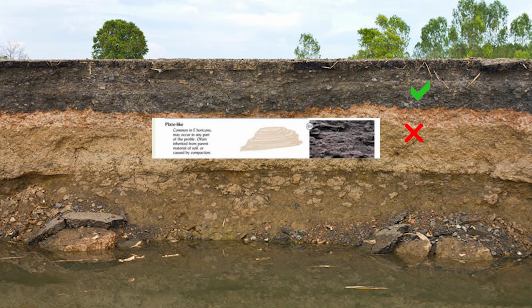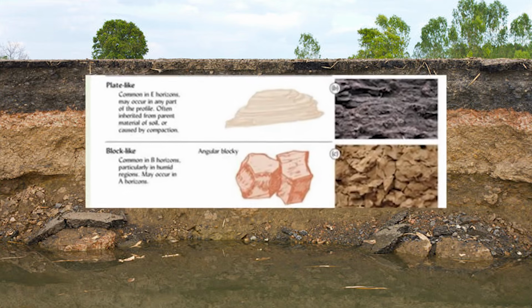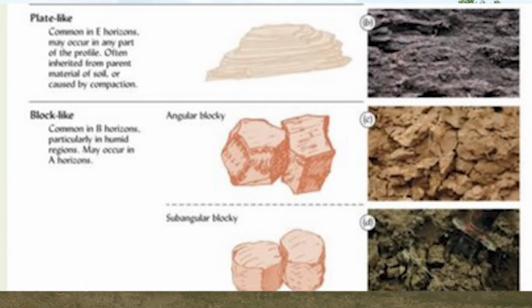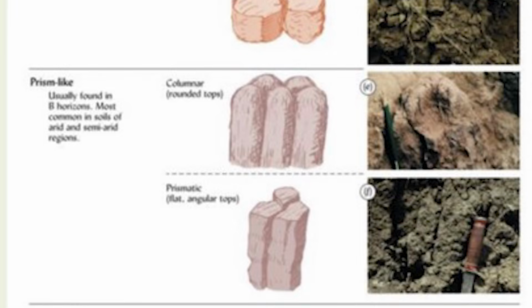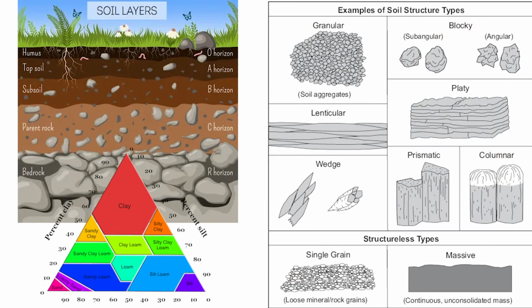As you get down into the B horizon, where materials are accumulating, you might see blocky texture, either angular blocky or subangular blocky, or prismatic texture, rounded tops or flat angular tops. And with that, we dug into large-scale soil properties and classification.